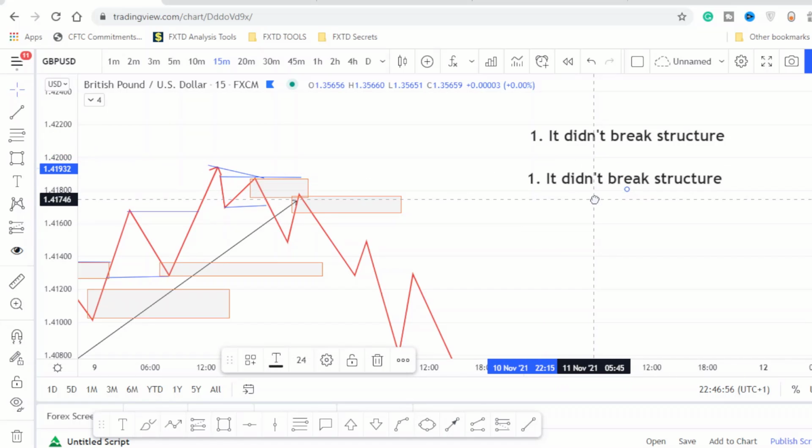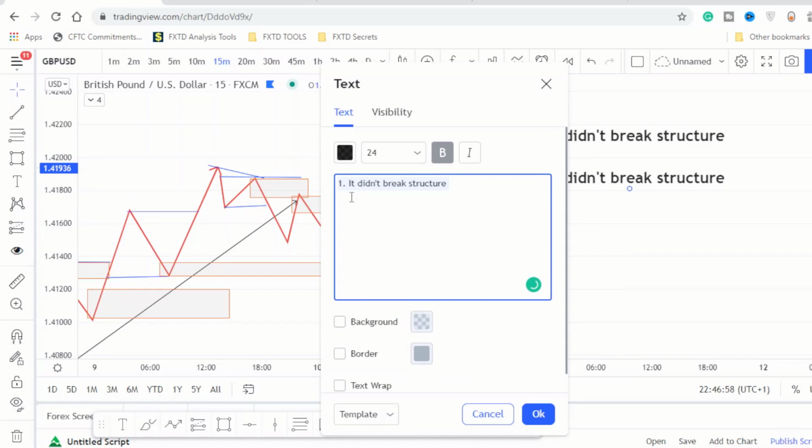Another thing you need to consider, number two thing is, the first is it did not break a structure, for you to know that, okay, wow, this is a fake order block. It never took any liquidity.